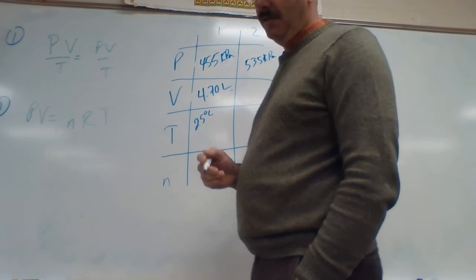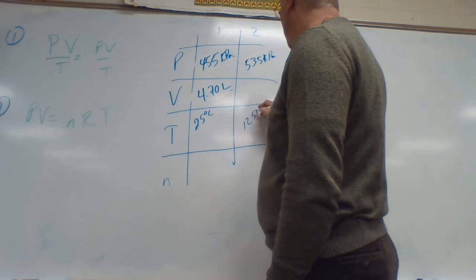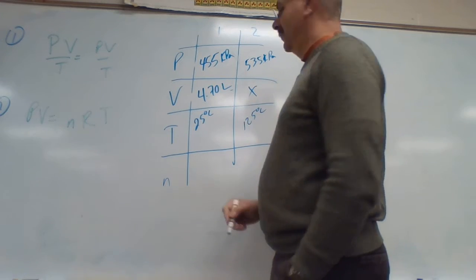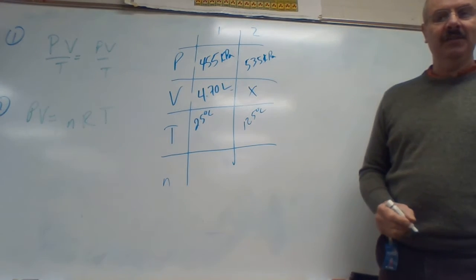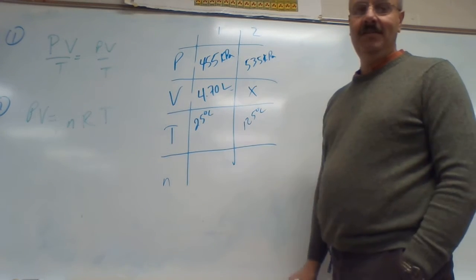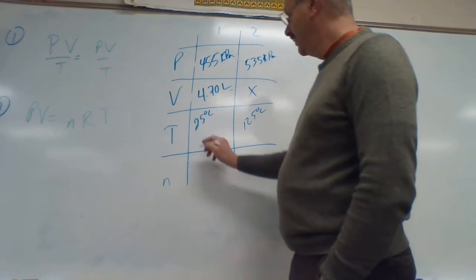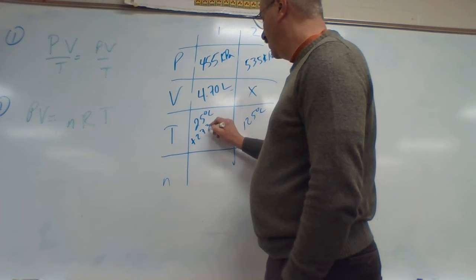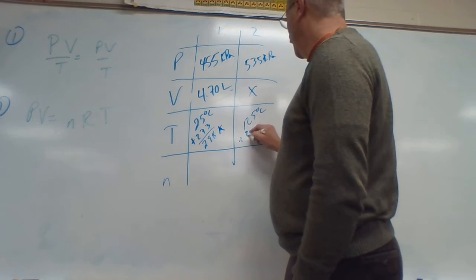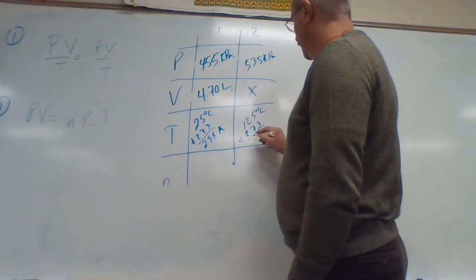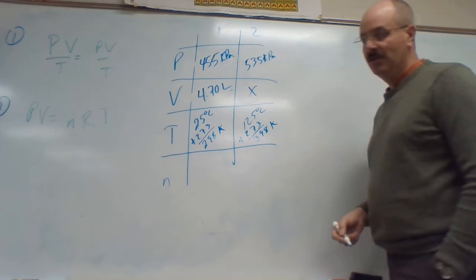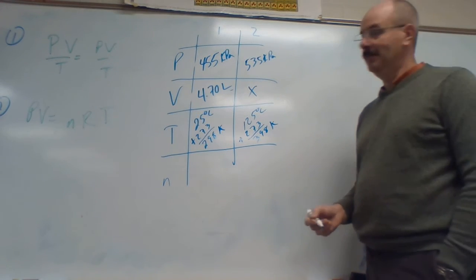As the temperature is raised to 125 degrees Celsius, what's the new volume? So once you know the new volume, everything is filled in. Now the one piece, remember, degrees Celsius, we have to change to Kelvin. So I have to add 273 to both of these. This would be 298 Kelvin. Add 273 to this, that's 398 Kelvin. Those are the temperatures I'm going to use instead of Celsius.